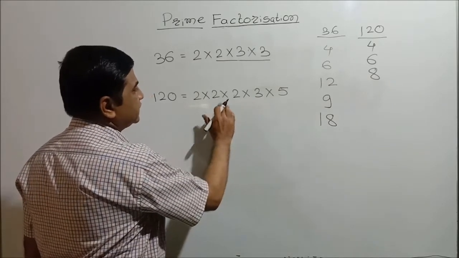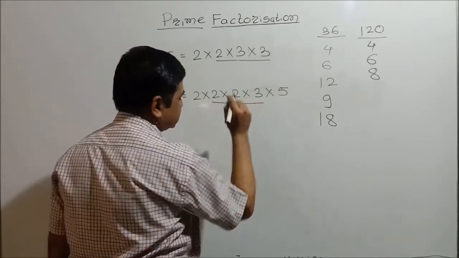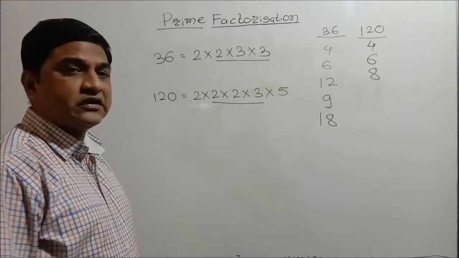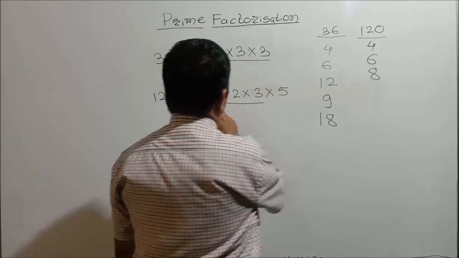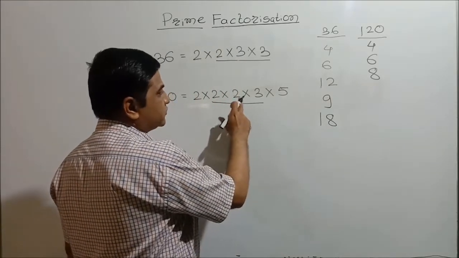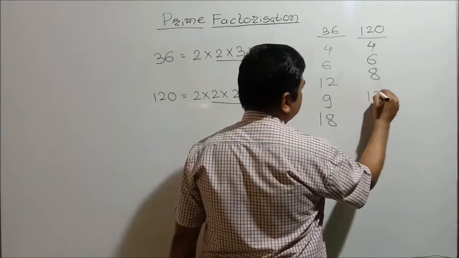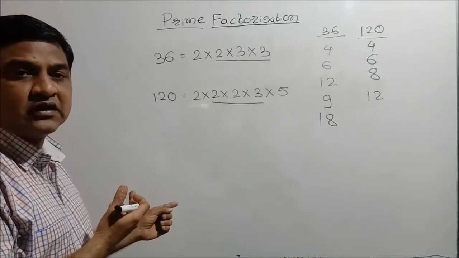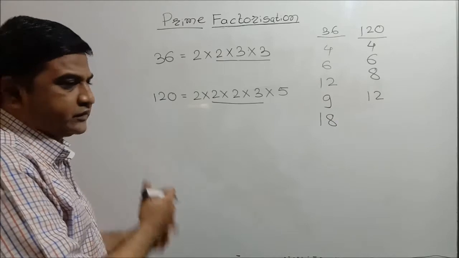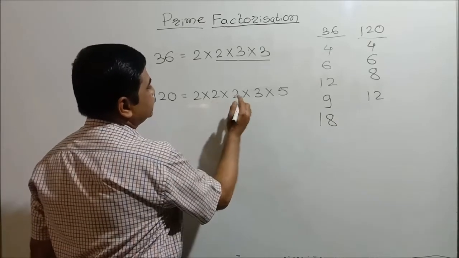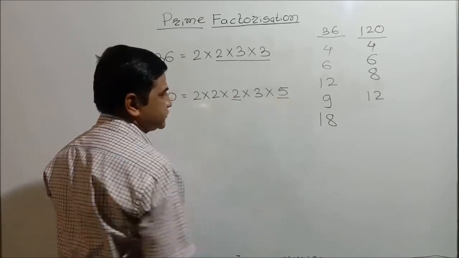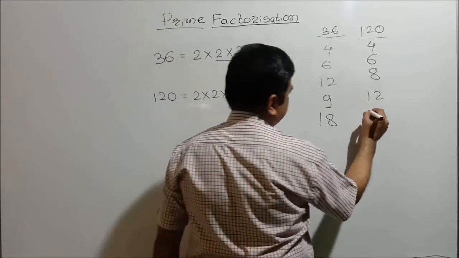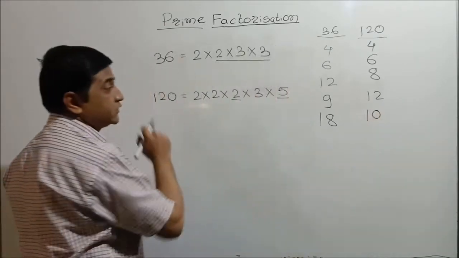Now I will take the multiplication of these three numbers, 2 multiplied by 2 multiplied by 3. That is, 2 multiplied by 2 is 4, 4 3s are 12. So 12, I know that 12 10s are 120. Now, I will do the multiplication of these two numbers. 2 5s are 10. 10 is also a factor of 120.